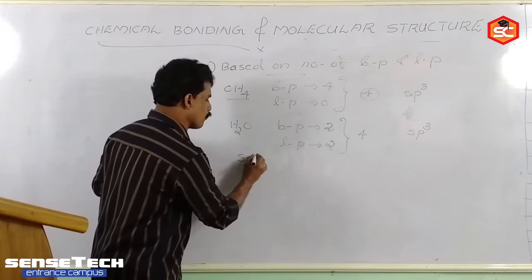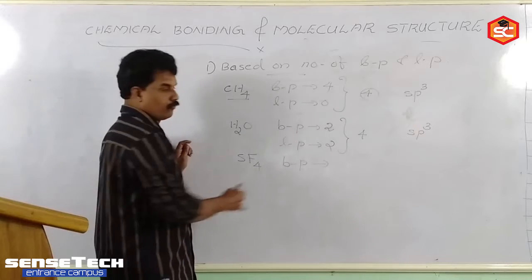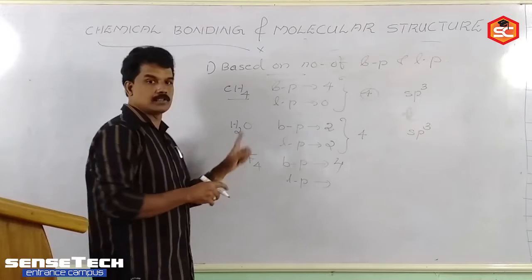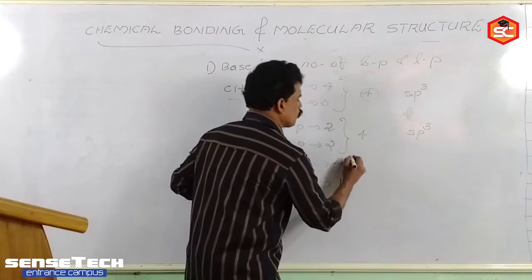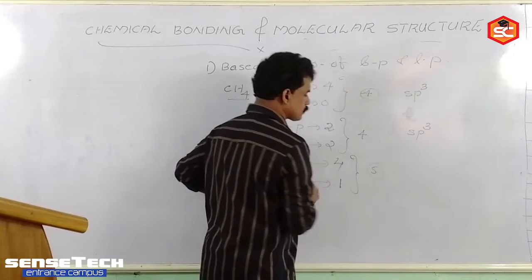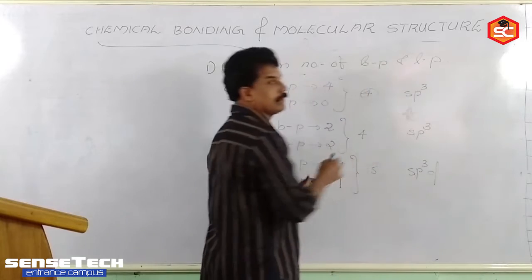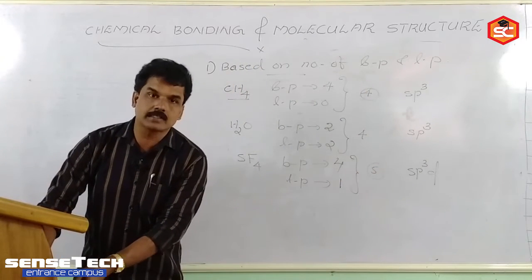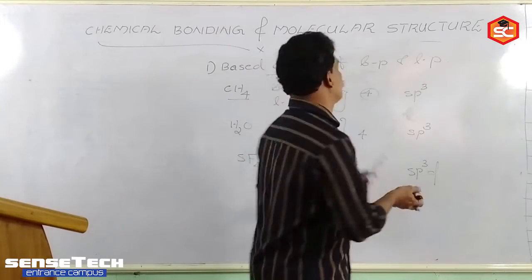sp3. Now SF4. How many bond pairs? 4. How many lone pairs? Sulfur has 6 valence electrons, 4 bond pairs and 1 lone pair. So what is the total number of orbitals? 5. So which is the hybridization? sp3d. Like that, based on the number of bond pairs and lone pairs in the central atom, we can identify the hybridization. That is the first method.